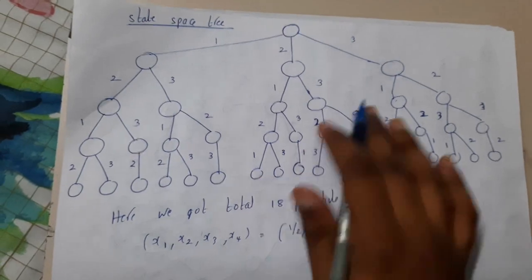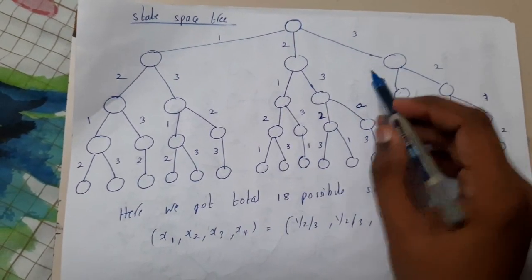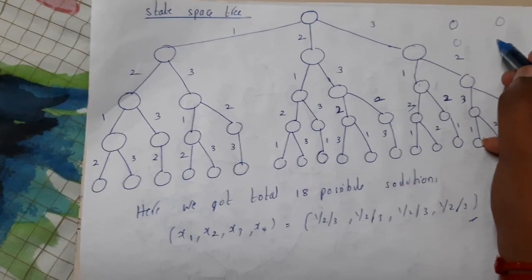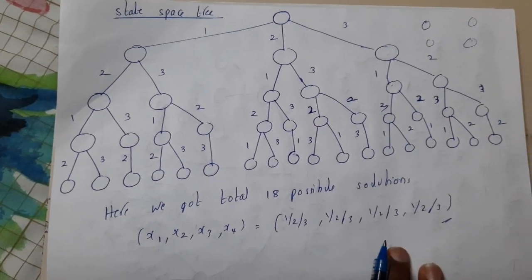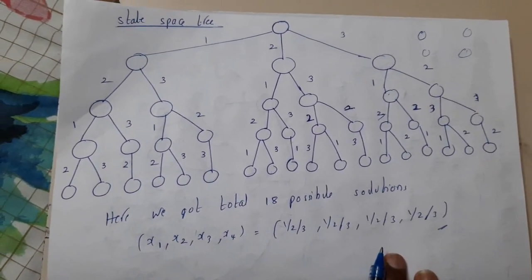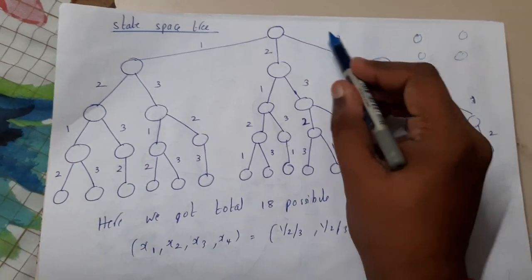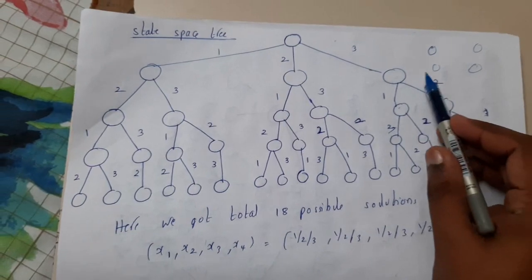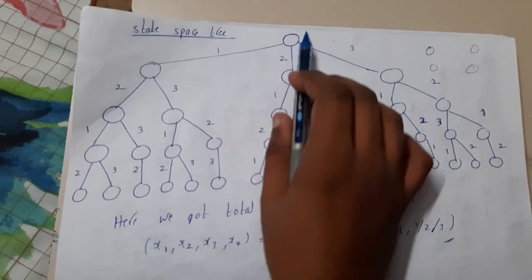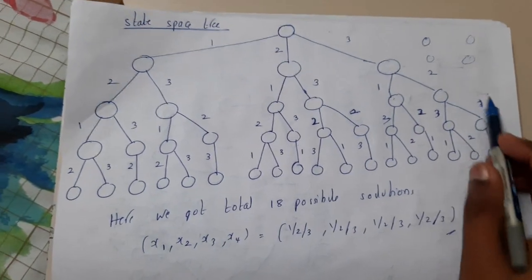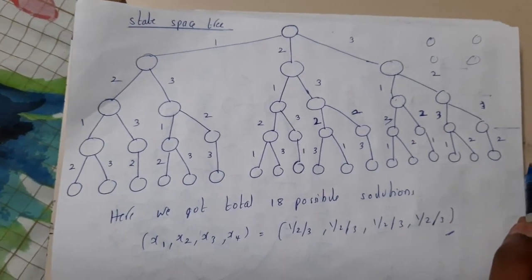So basically in the question you are given the 4 vertices A, B, C and D, right? So the 4 vertices will be the 4 layers of this state space tree. So this is our first vertex. You can assume from here, right? So from here we didn't assign any color. From here we started assigning colors. So first vertex, second vertex, third vertex and fourth vertex.